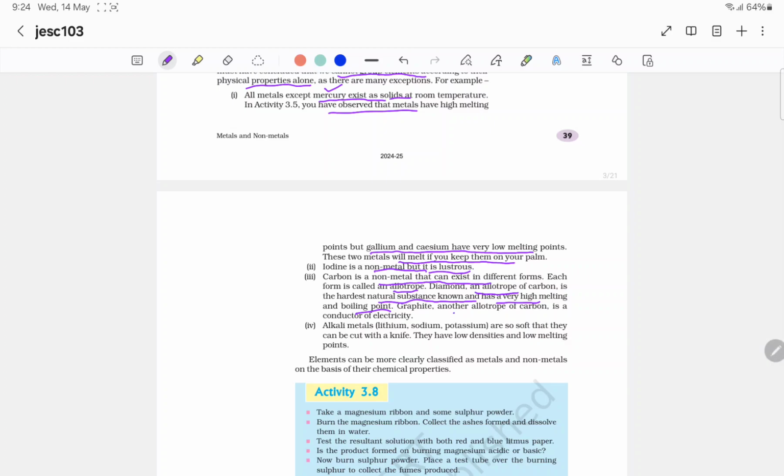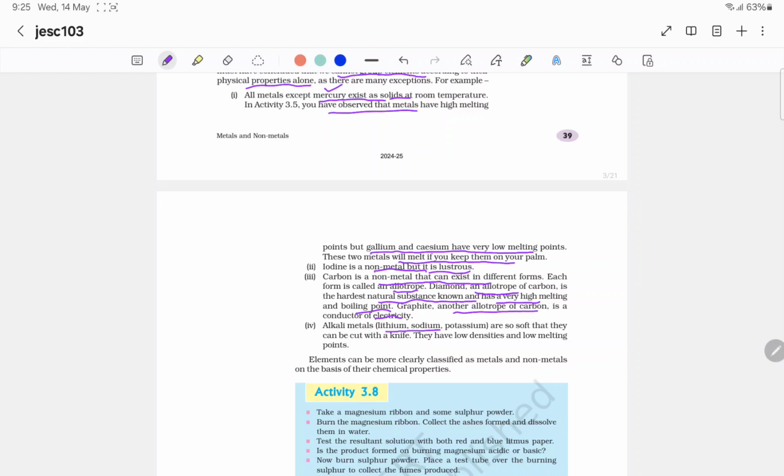Graphite, another allotrope of carbon, is a conductor of electricity. We say that non-metals are not good conductors. Here the graphite is a non-metal, but it is a good conductor of electricity.